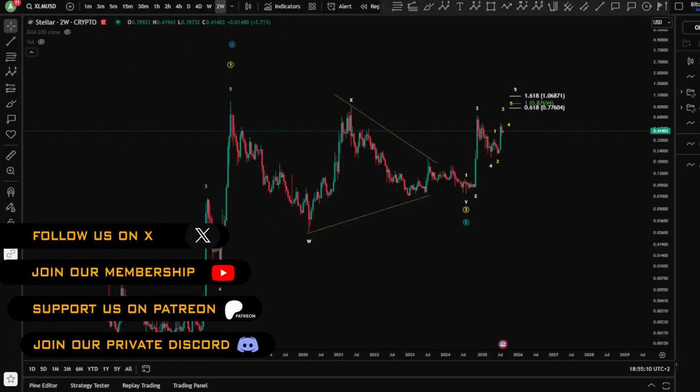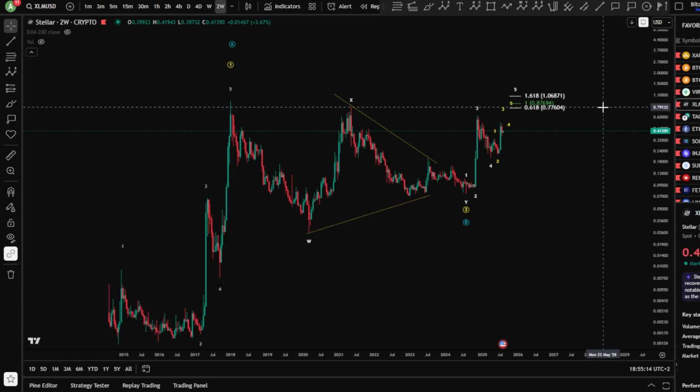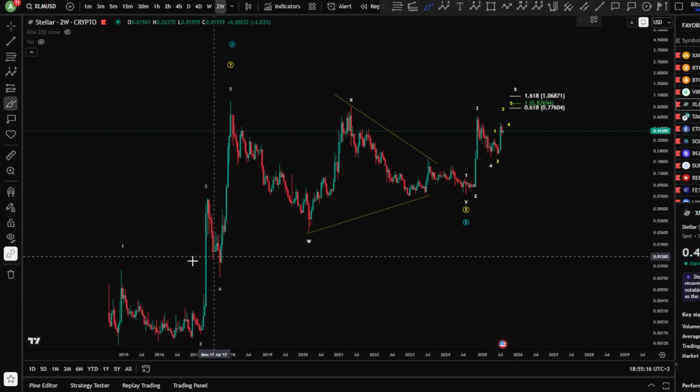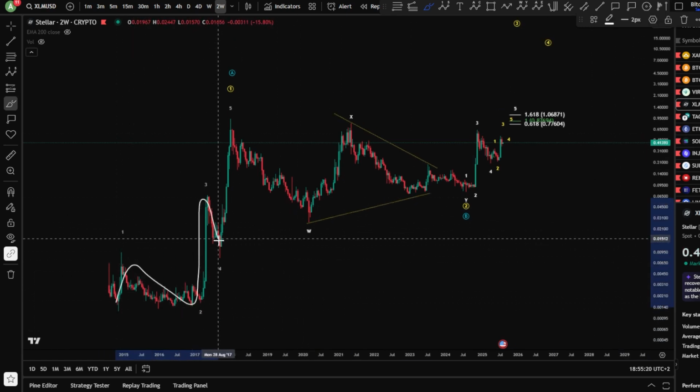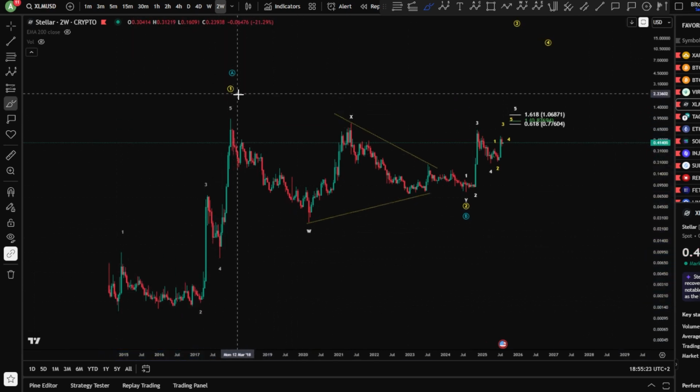Hello everyone, welcome to a new video for XLM, Tau and a virtual price prediction based on Elliott wave analysis. Starting with XLM here on the all-time history, where we are looking at a 1, 2, 3, 4, 5 impulse towards the upside, finishing wave 1 or wave A.